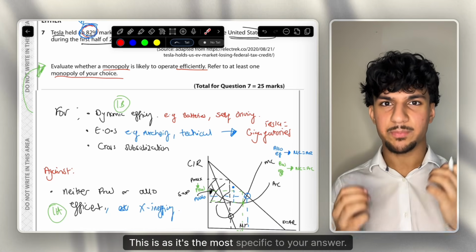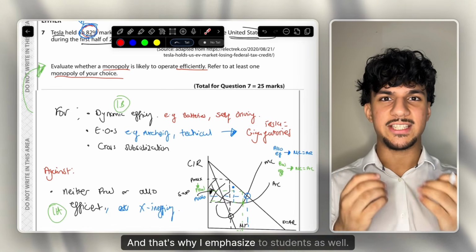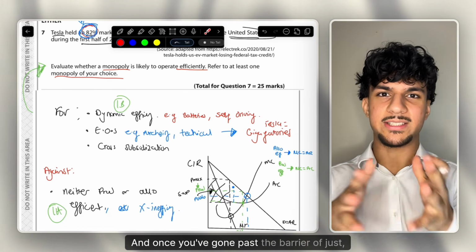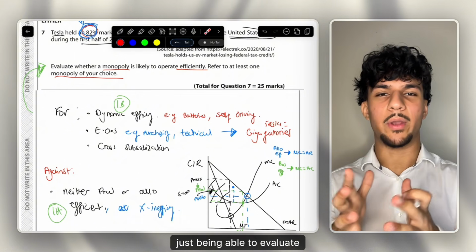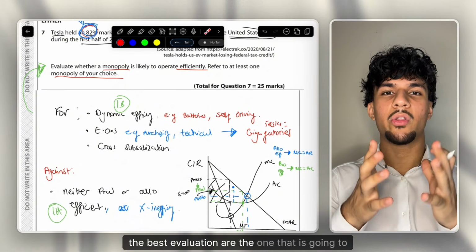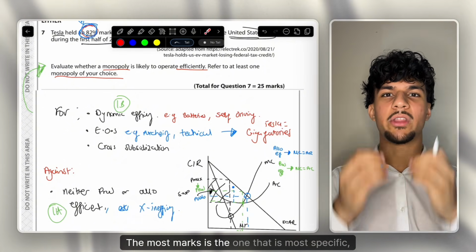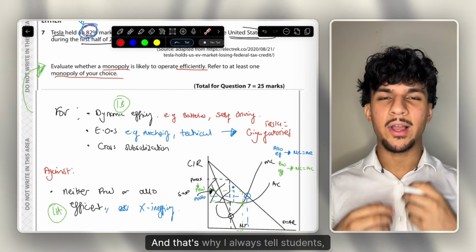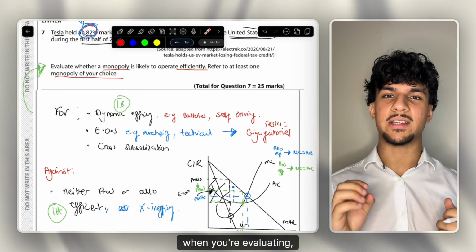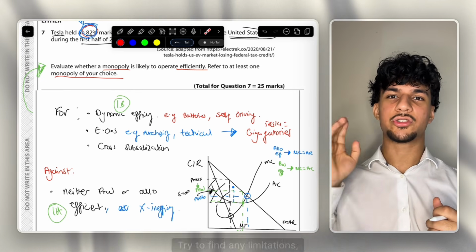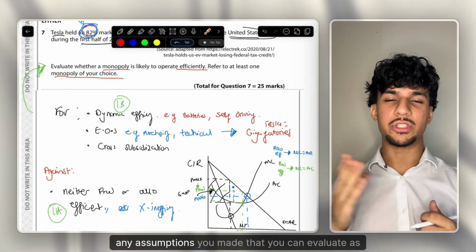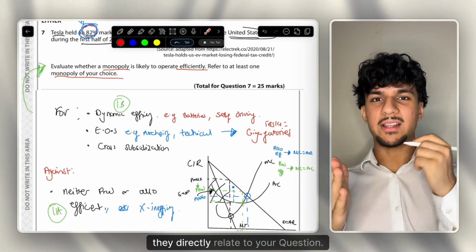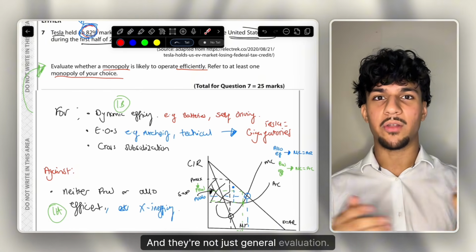This is as it's the most specific to your answer, and that's why I emphasize to students as well. Once you've gone past the barrier of just being able to evaluate, the best evaluation, and the one that is going to pick you up the most marks, is the one that is most specific, the most related to what you've written in your KAA. And that's why I always tell students, when you're evaluating, always read through your chains of analysis first, try and find any limitations, any assumptions you've made that you can evaluate, as they directly relate to your question, and they're not just general evaluation points.